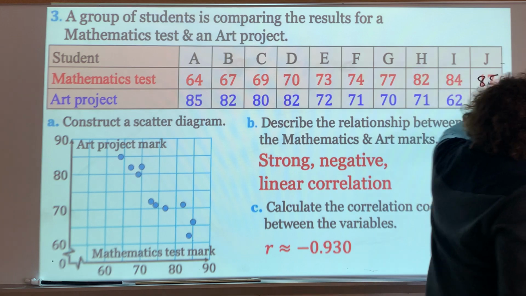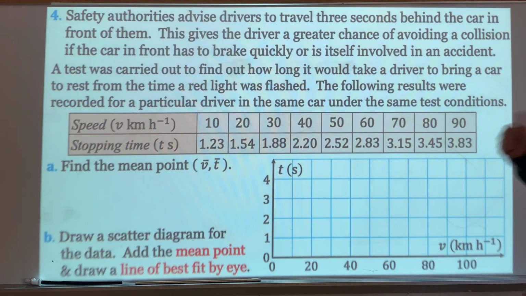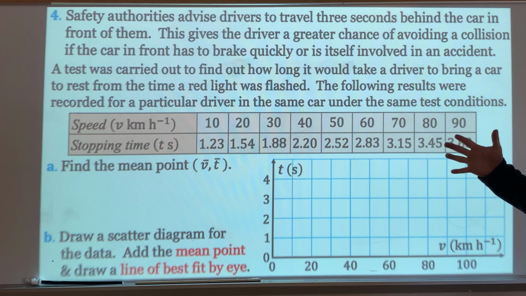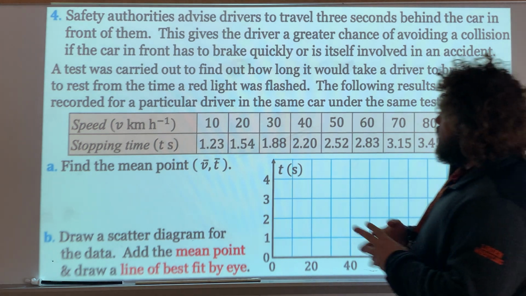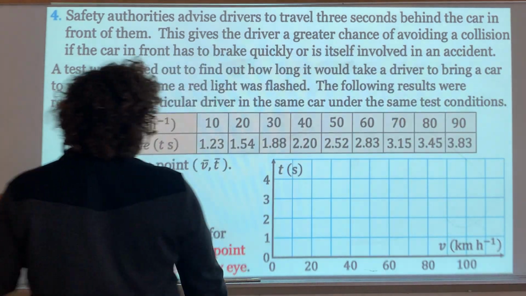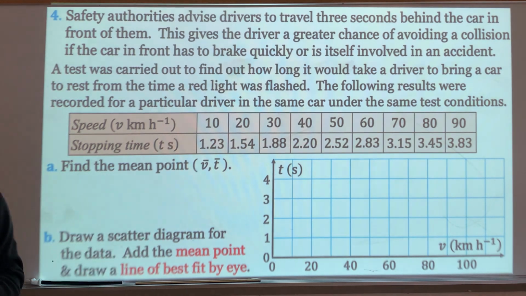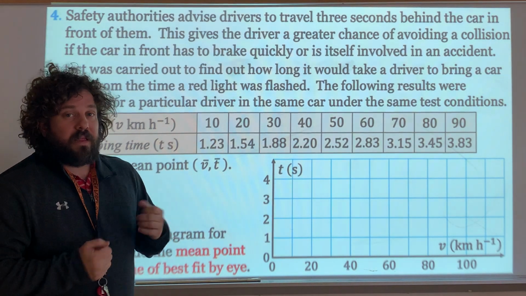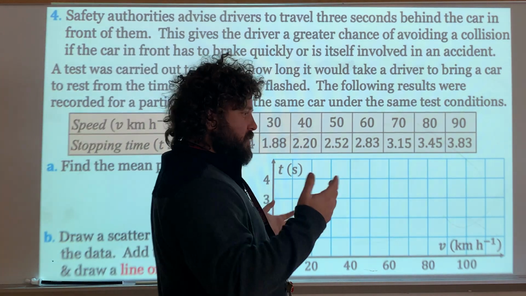Alright, ready for number 4? We're actually flying with the second one. Safety authorities advise drivers to travel 3 seconds behind the car in front of them. This gives the driver a greater chance of avoiding any type of collision, if the car in front has to brake quickly or itself is involved in an accident. I try to do it from memory, not read it.